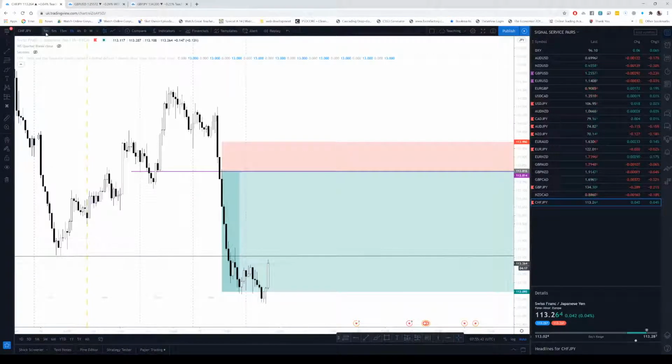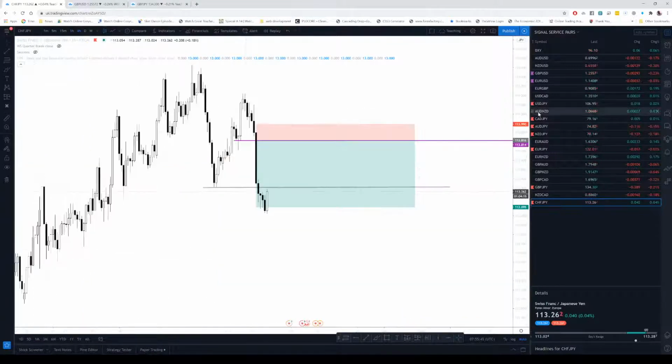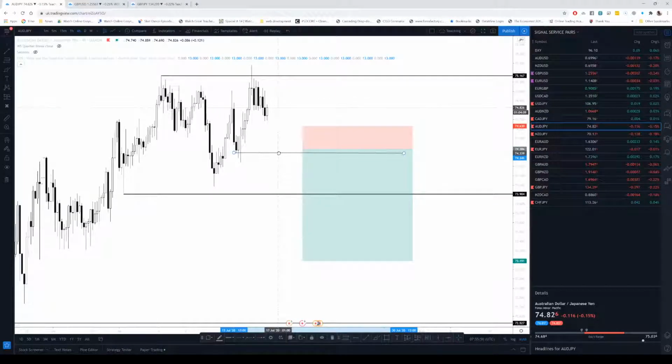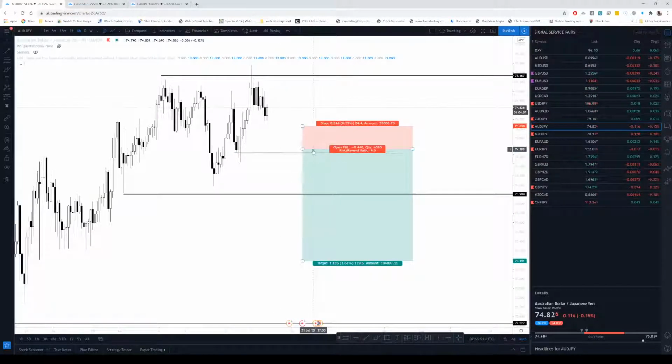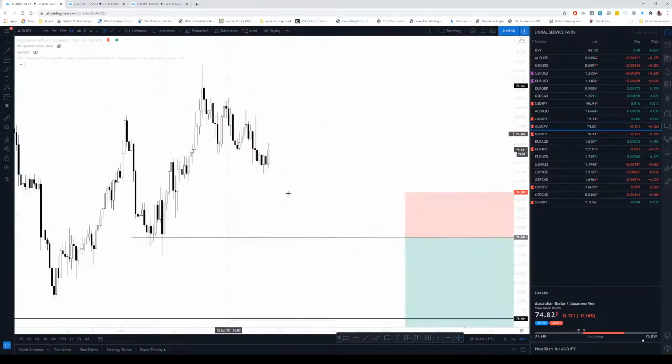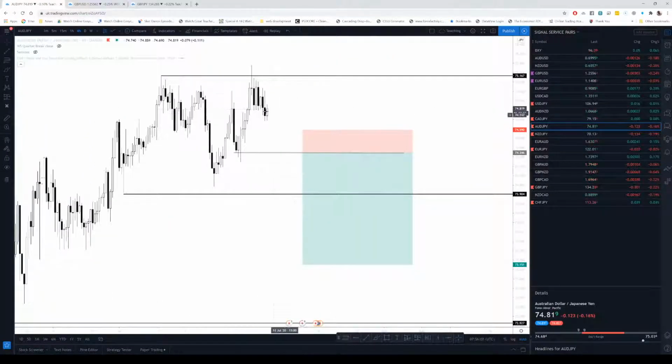So if I go back to the 4-hour, I go back to the Aussie yen, this low is what you're watching right there. Price will break it on the lower time frame. It will give you a wick on the lower time frame, and with that wick you can take a short. Until then, I personally wouldn't buy this right now.